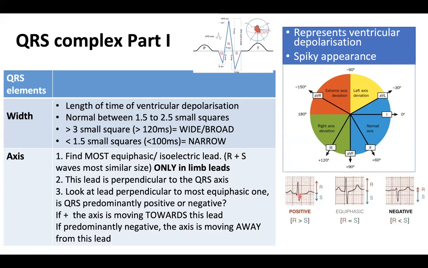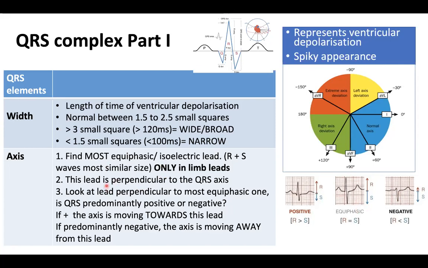Here the R wave is mostly positive, the S wave is slightly negative. So this would not be the most equiphasic lead, but this is the most equiphasic lead because the size of the R wave here is almost identical to the size of the S wave. So it means they basically cancel each other out. And then in this last diagram, the R wave is very small and the S wave is very large. So it's mostly a negative deflection overall.